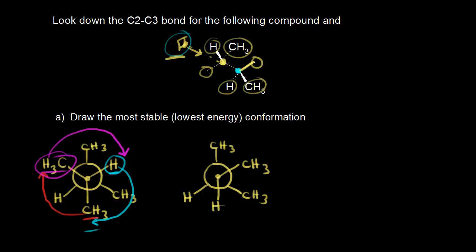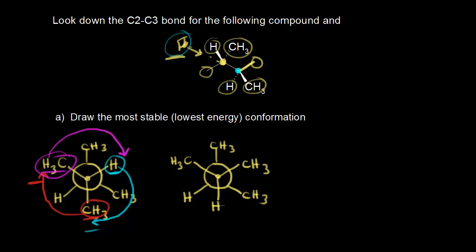And then finally, the methyl group over here in red moved over to this position. So the methyl group in red moved over to here. And now we have another staggered conformation. For our last staggered conformation, we're going to do the same thing.